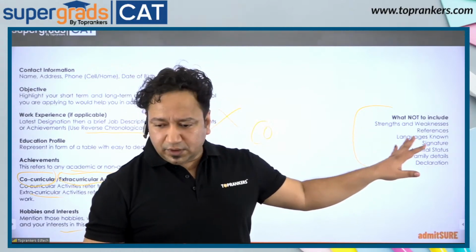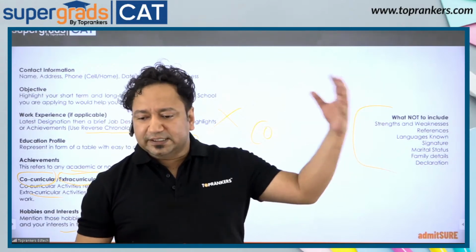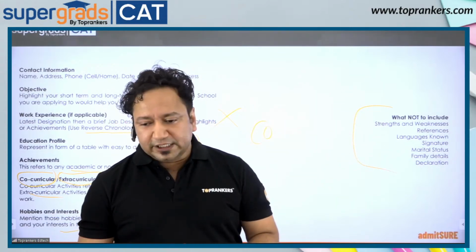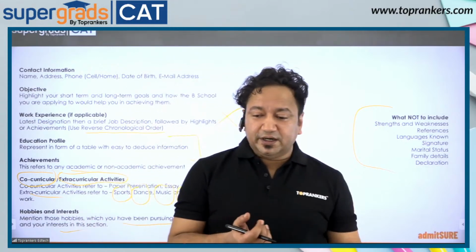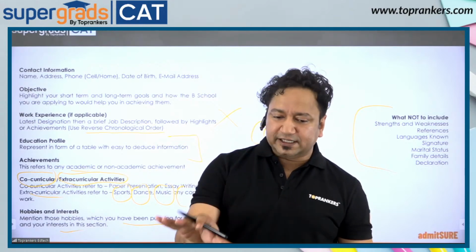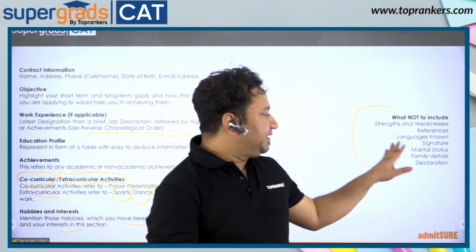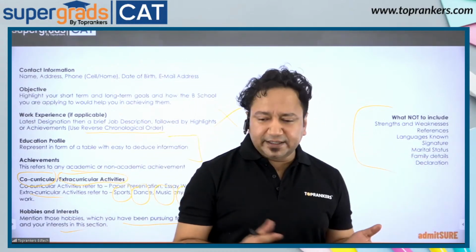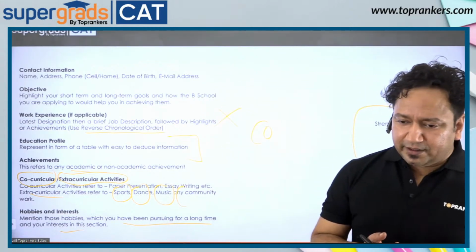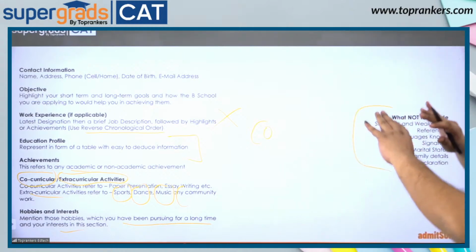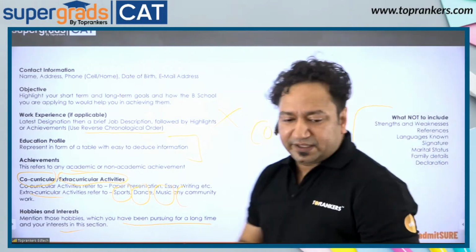Languages known, no, that is not important. If you know some kind of foreign language, let's say German or French or Espanol, that is Spanish, you can write that. Punjabi, Odia, Urdu, these you should not write unless explicitly mentioned. Signature, no, don't do that. Marital status or family details or declaration is something which should be avoided unless they have asked it explicitly. Clear? I hope all the data in this slide is clear to all of you. If you have any queries, ask me, and then we'll move forward with the next slide.